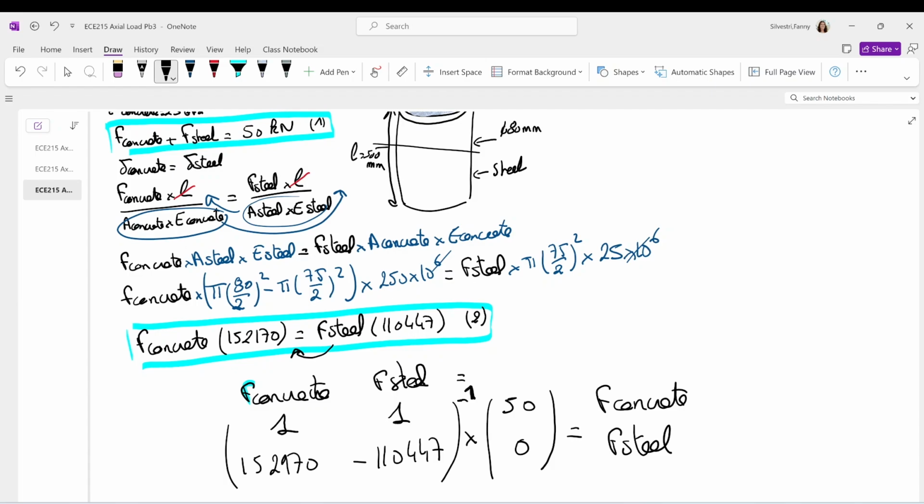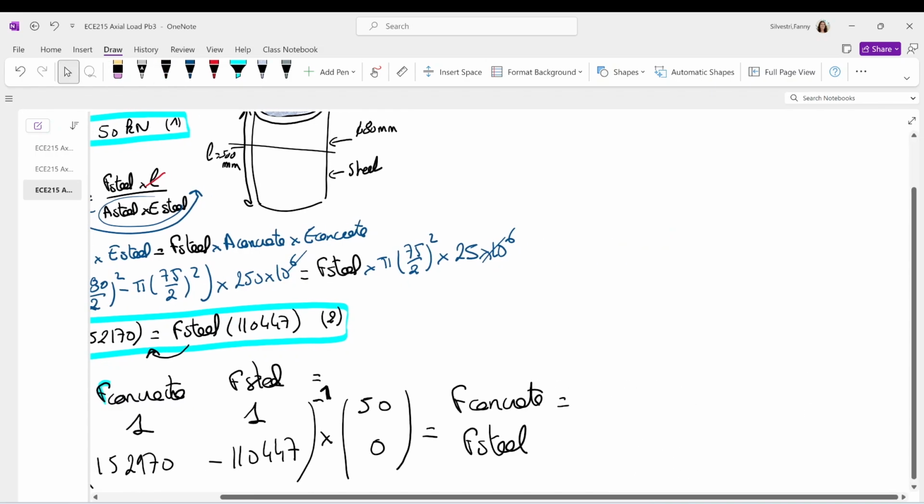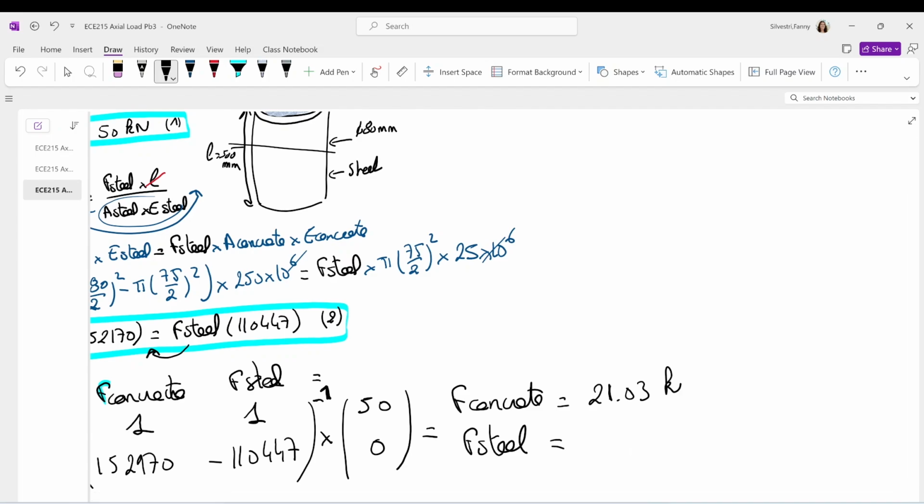So the force in the concrete will be, oh no, sorry, I am one step ahead. The force in the concrete will be 21.03 and the force in the steel 28.97 kilonewton.